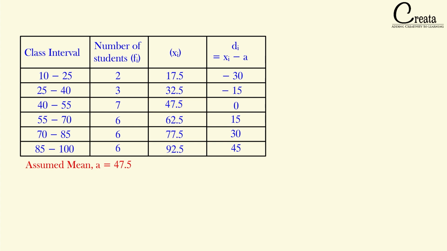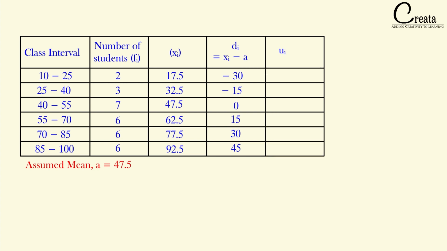Next, we have to find Ui. For Ui, we will divide the deviation by the class size, which is h. What is class size? Class size is the width of the range. Here the class interval is 10 to 25, so the width of the class interval is 15. That is h. So for this case, h is 15. In all the class intervals, you will observe that the width is 15. That is the total range of the class interval. Got it? That is h, which is 15.